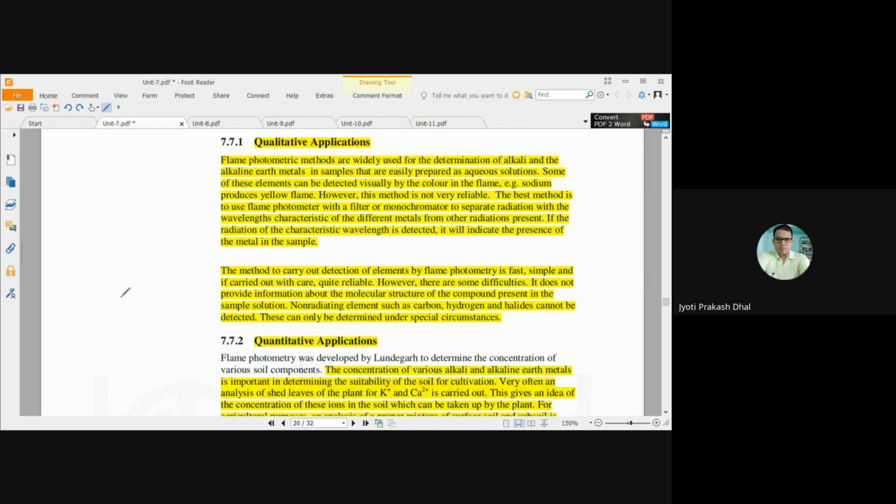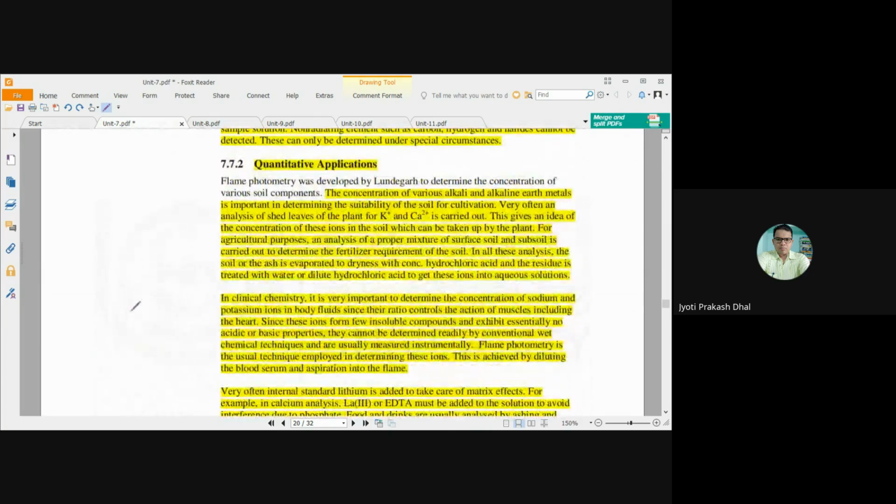The best method is to use a flame photometer with a filter or monochromator to separate the radiation into the characteristic wavelengths of the different metals and other radiations present in the sample. If the radiation of the characteristic wavelength is detected, it will indicate the presence of that particular metal in the sample. Now coming to quantitative application.